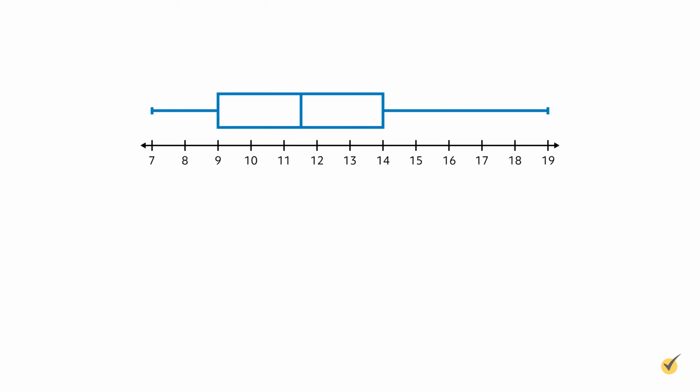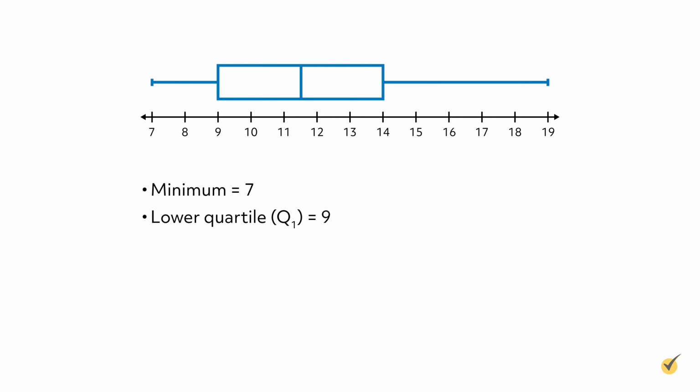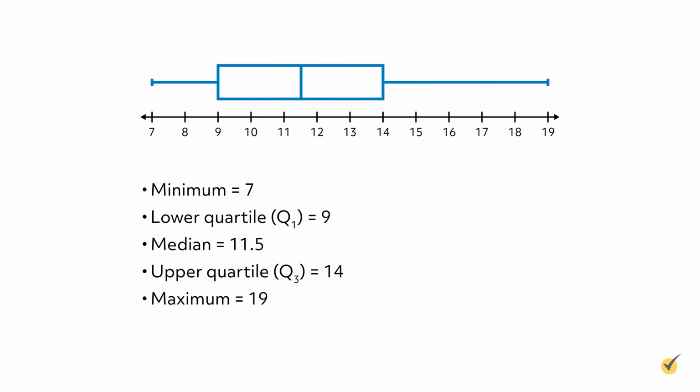So to summarize, our minimum is equal to 7, our lower quartile, or Q1, is equal to 9, our median is equal to 11.5, our upper quartile, or Q3, is equal to 14, and our maximum is equal to 19. Now that we know how to interpret a box and whisker plot, let's look at a data set to use those numbers to create our own.